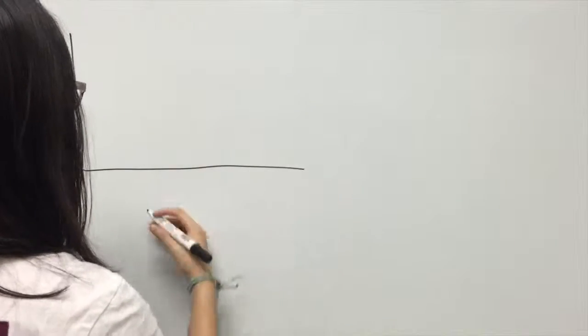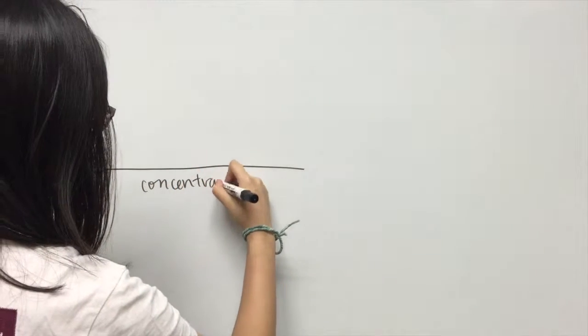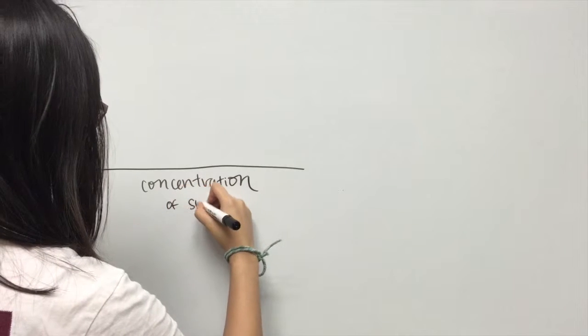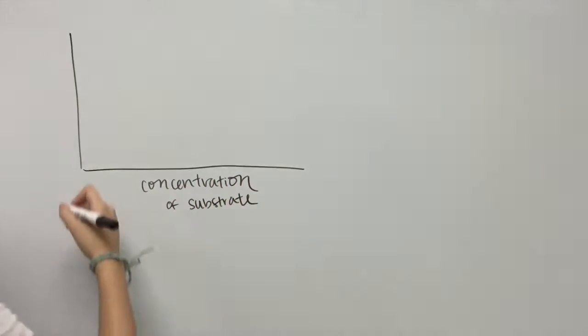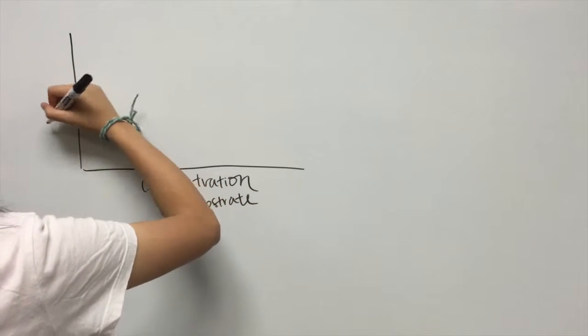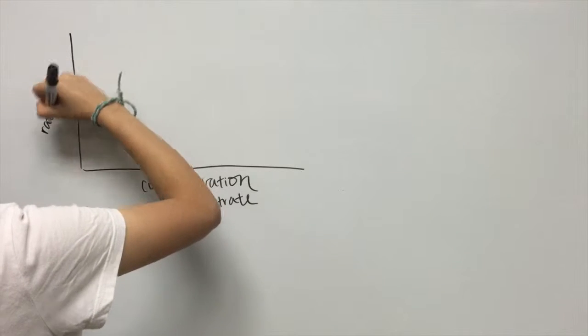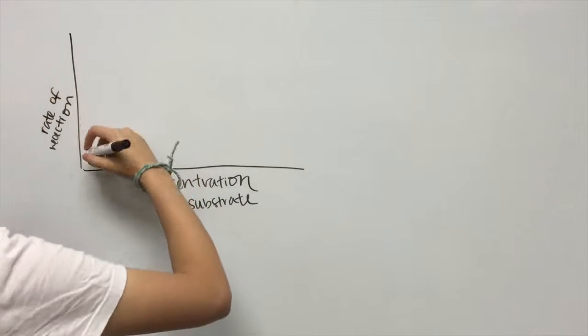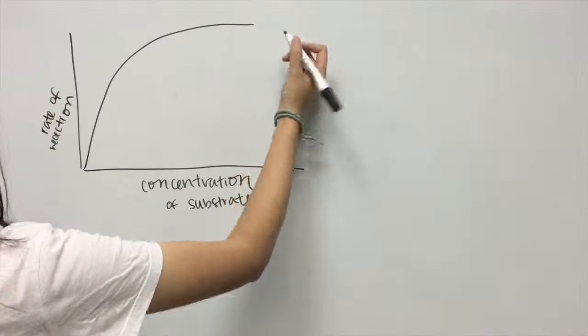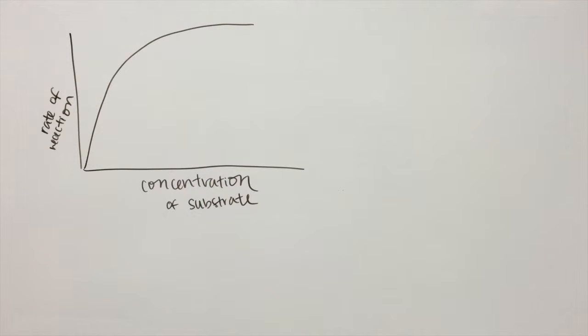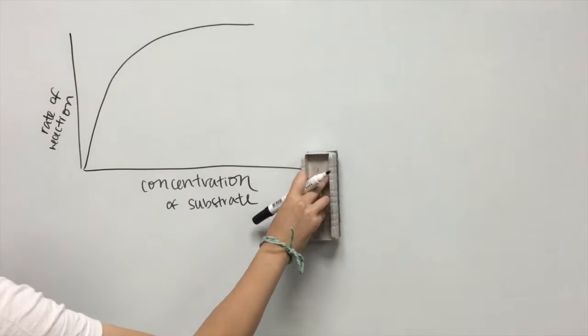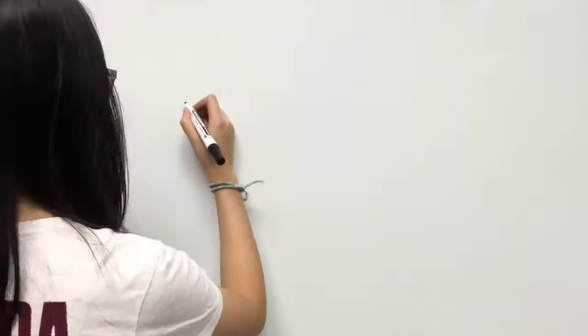Today we will examine how substrate concentration, in this case sugar, will affect the rate of reaction of the formula. Usually the relationship between the concentration of substrate and the rate of reaction is linear. What that means is that it's directly proportional, which means that as substrate concentration goes up, the rate of reaction goes up. But why does it slow down at the end?